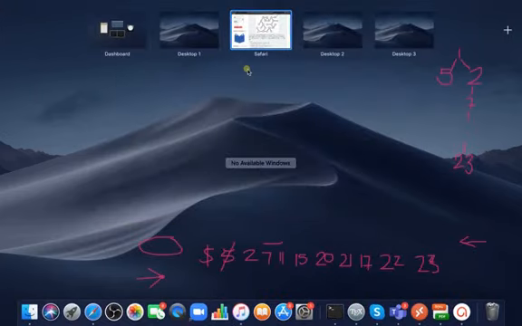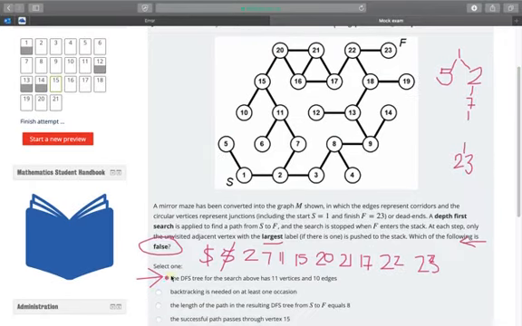Backtracking is needed on at least one occasion. Well, we explained that was true because we backtracked when we got to 5. So that was needed on one occasion. That was true. The length of the path in the resulting tree equals 8.